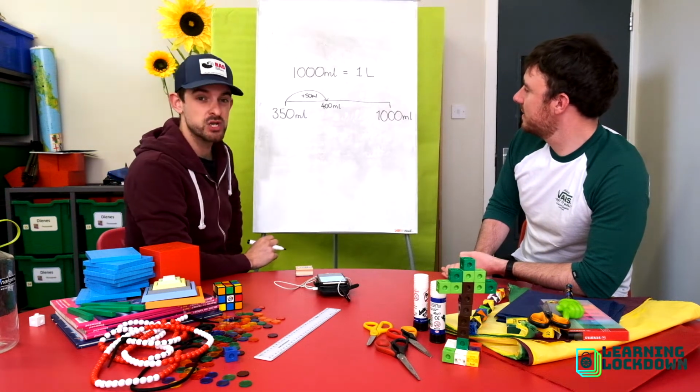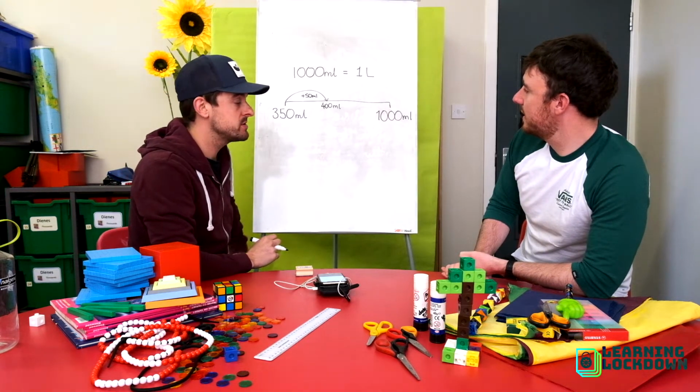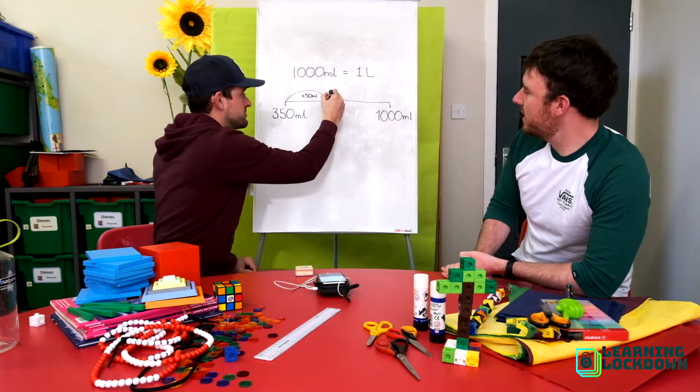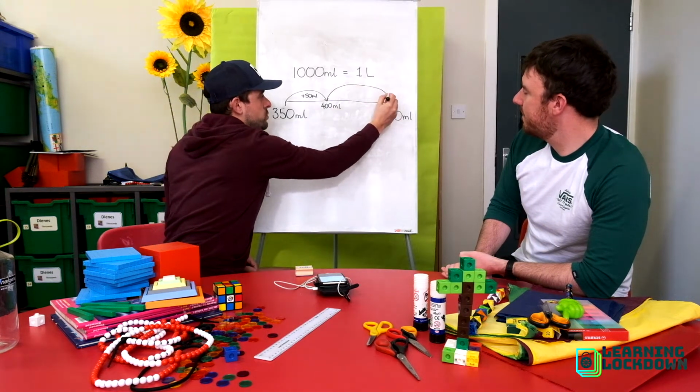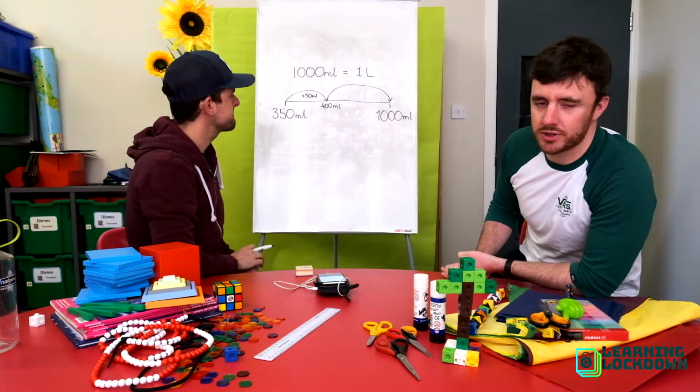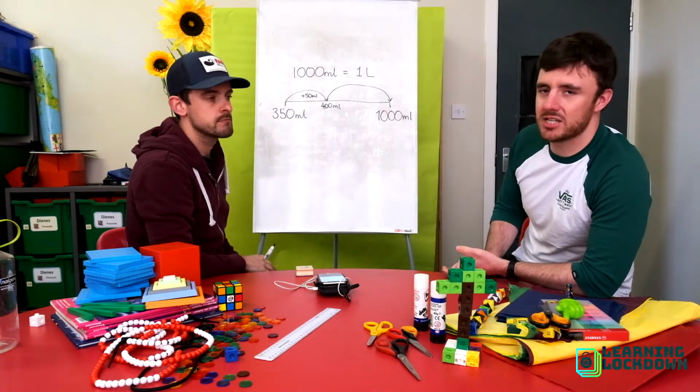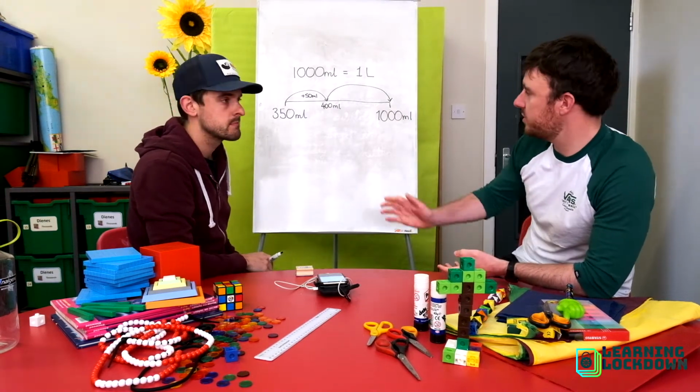Well, I think we can do that in one big jump. I don't think we need to do loads of little jumps. No, I think we can jump straight from 400 to 1,000. Can you spot what the size of that jump would be? Tell somebody who's sat next to you now. Shout it to us if you're on your own. What would this jump be?